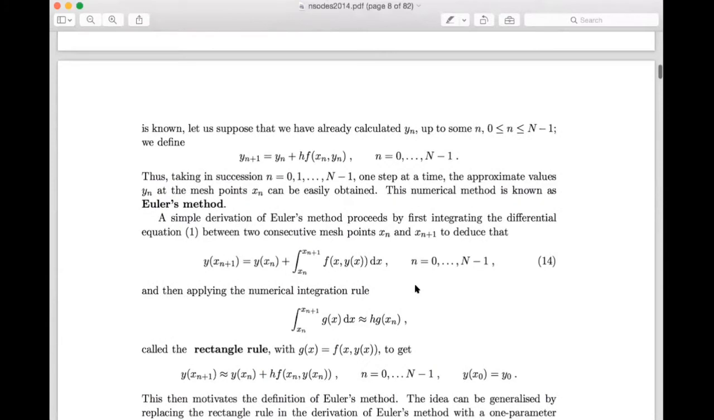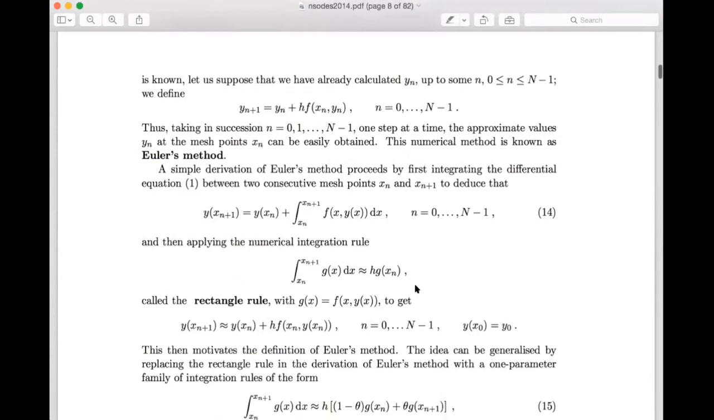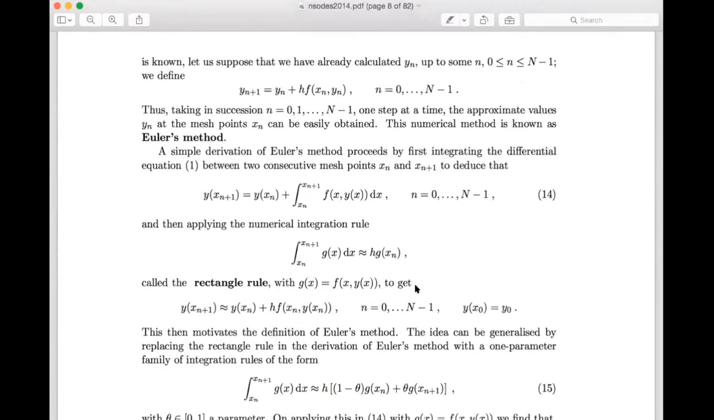So we have already seen how we generated these step marching methods: the explicit Euler method, or Euler forward method, the Euler backward method, and the trapezoidal method. So we can combine them. Basically, our motive is to approximate this integral.